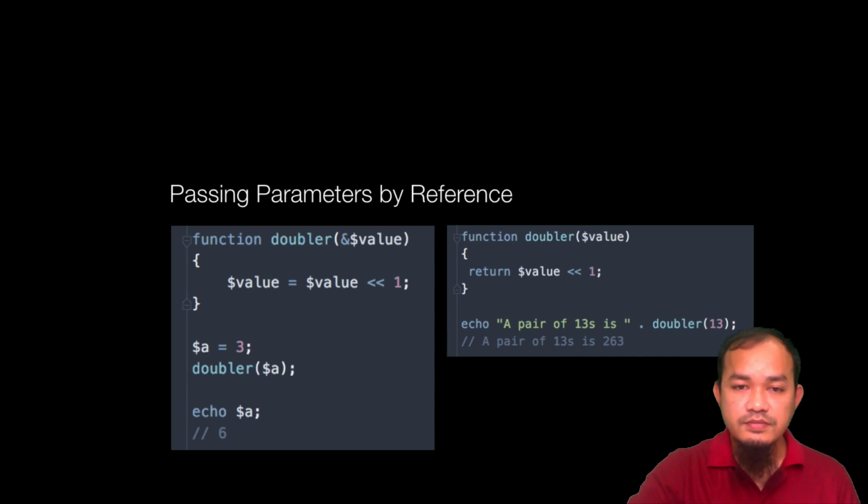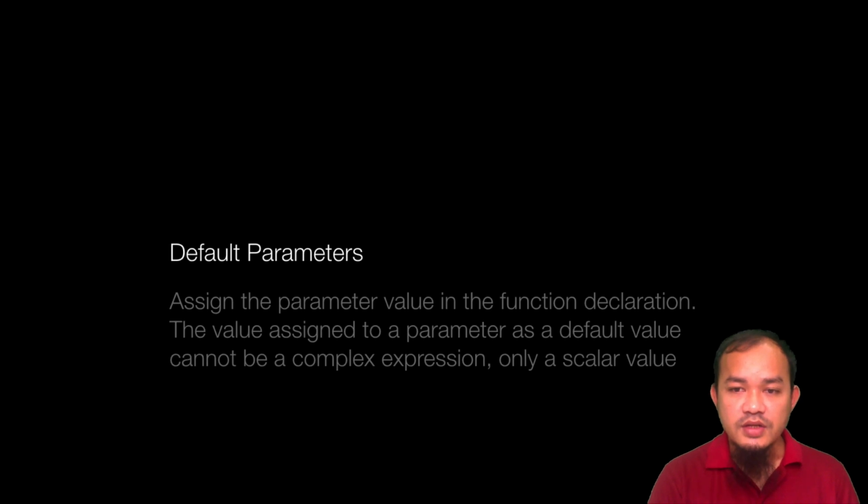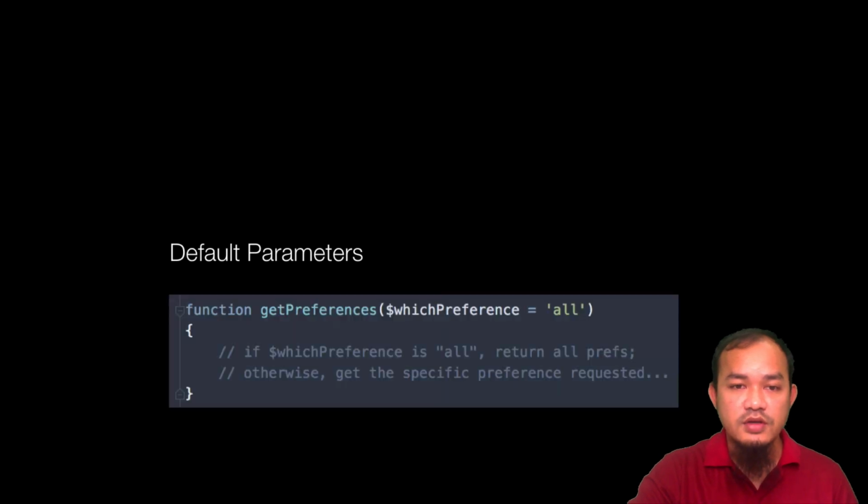Okay, we have another parameter, which is the default parameter. Assign the parameter value in the function declaration. The value assigned to a parameter as a default value cannot be a complex expression, only a scalar value, meaning a simple expression. Let's see one by one. The default parameter means that if the parameter is not set, this value will work automatically. Otherwise it will be overridden by the given parameter. This is the meaning of default parameter.